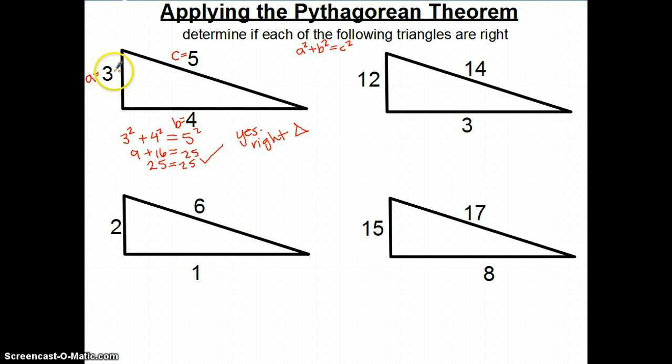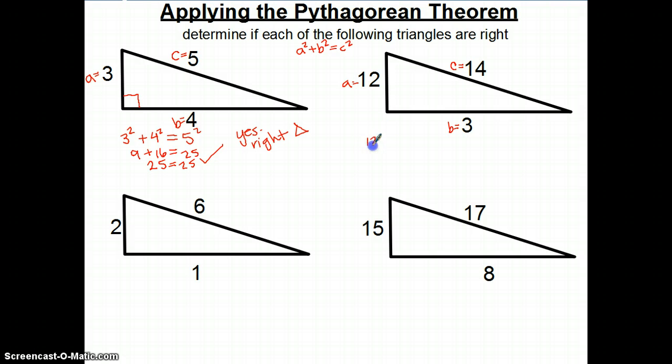I'll use a symbol for triangle instead of writing the words, and I may put this little box in the corner. That notates that this is in fact a right angle. To the right, I'll let maybe A be 12 and B be 3. Again, it doesn't matter which is which, but the longest is always C.